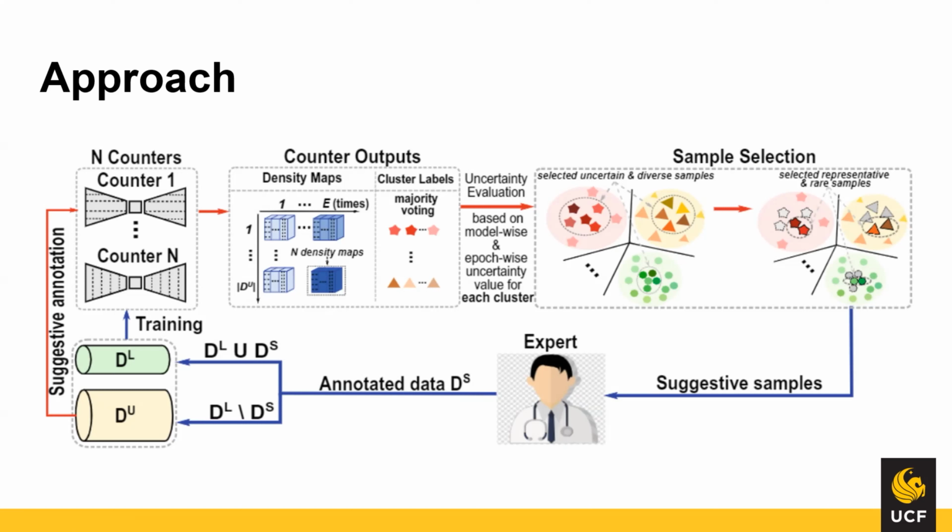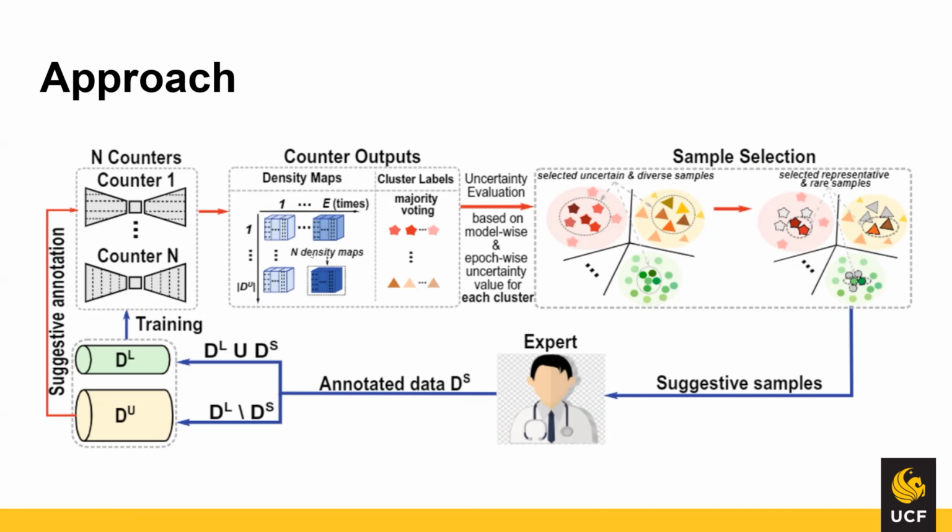And then this process iterates over and over until the model converges, which is good. If not, they have a certain allocated budget for the expert. So if they run out of the budget, they cannot annotate the samples anymore. So that also stops the training. So that's how they go with the iterative approach in this training process.